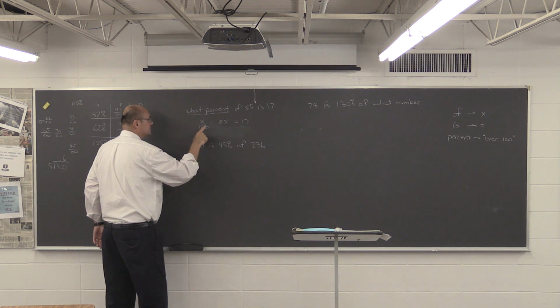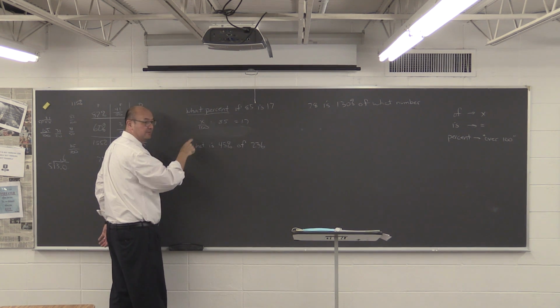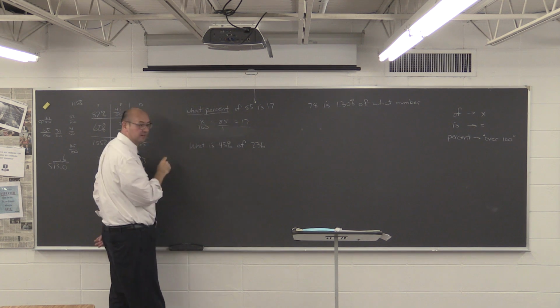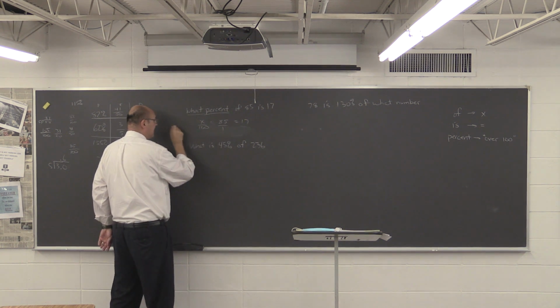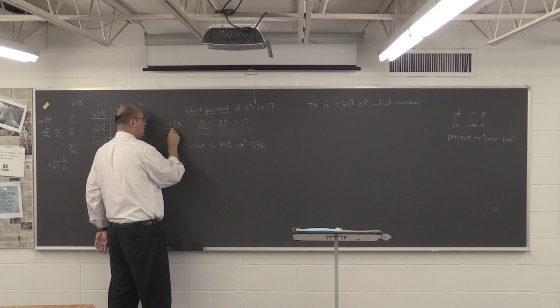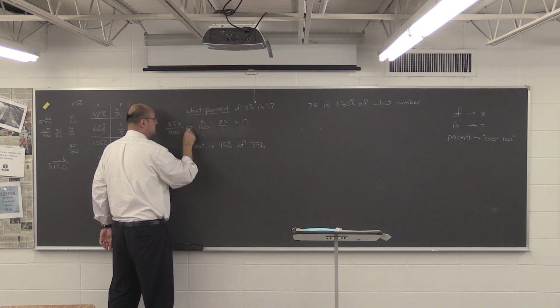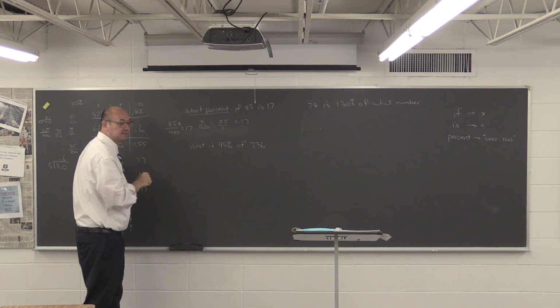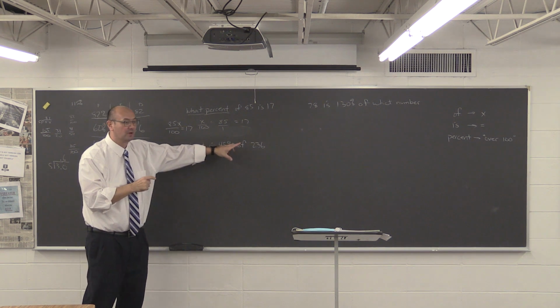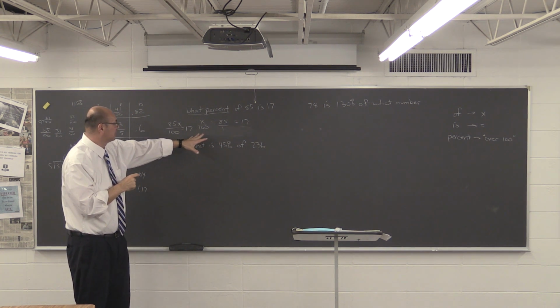So that means, what's 85 times X? 85X, all right? We can do that. It looks like this on the left side. So we have 85X over 100 equals 17. Basically that's the problem. Do you see that? Okay, clear as mud, right? We'll get to it in a minute here.